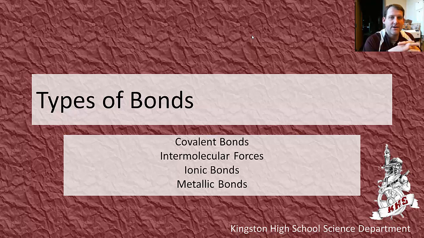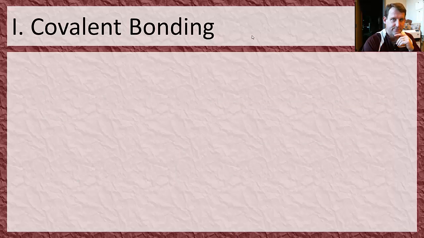Welcome everybody to our discussion of types of bonds. Today we're going to talk about covalent bonds, both nonpolar and polar. We're going to talk about intermolecular forces, ionic bonding, as well as metallic bonds. And we'll rush through all of those real quickly. Let's get started. There's a lot to do.